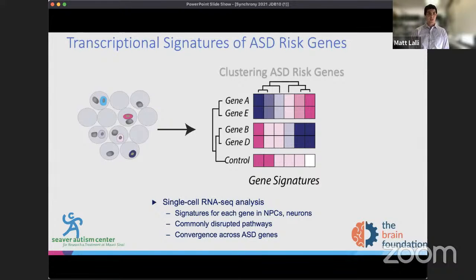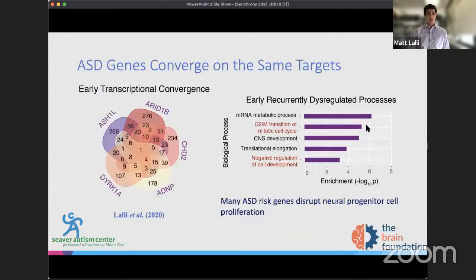Importantly, and the whole reason we're doing this method, is because we can now compare many of these genes at once to find patterns shared between these genes. These patterns represent convergent mechanisms across these genes. So instead of targeting each gene separately, we can now think about targeting groups of genes that act the same way. I'll get back to that in a second, but I first wanted to show some preliminary data that this method works.